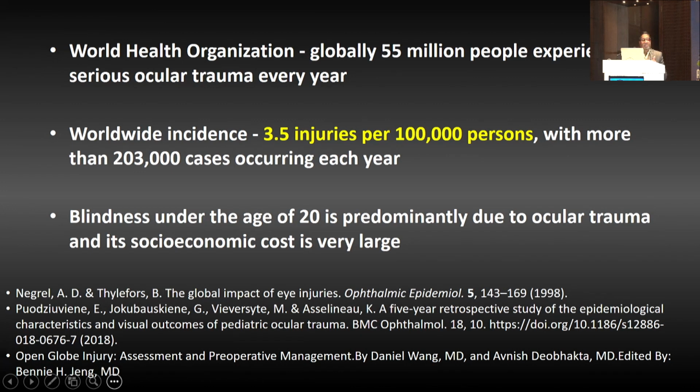This is the global incidence. You can know that WHO has described about 55 million people usually experience ocular trauma every year, and on average 2 to 3 lakh people come into play for ocular trauma management. It is a major cause of unilateral blindness, and this mostly occurs in younger individuals in the age group of 25 to 30.